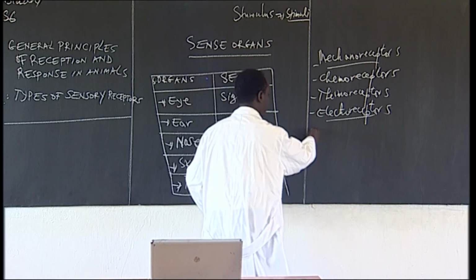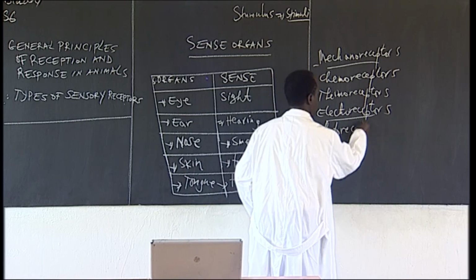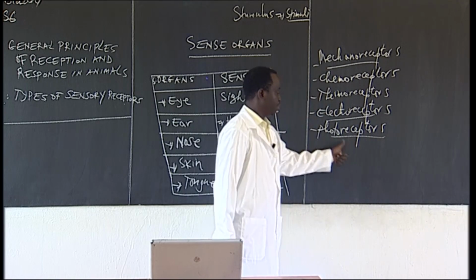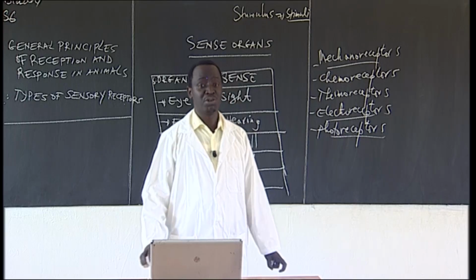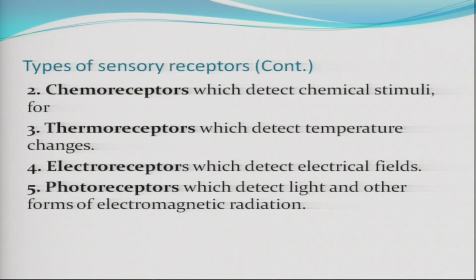Now we have what you call photoreceptors. Photo means light. Those are the receptor cells that can detect change in the light. For example, when you see that there is light outside or inside at night, which receptors receive that light so that you can see? They are what we call photoreceptors. They are found on what we call the retina. The retina is one part of the eye, where those photoreceptors are located.